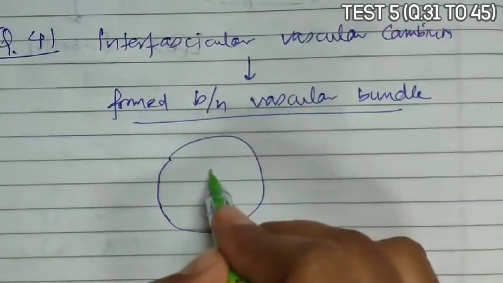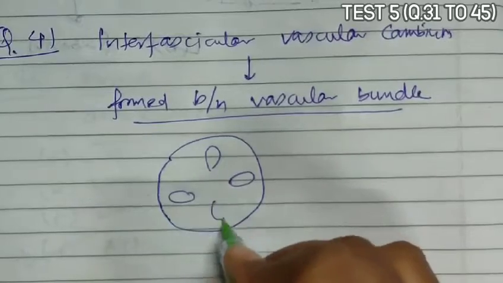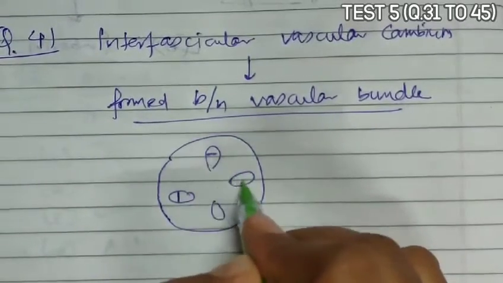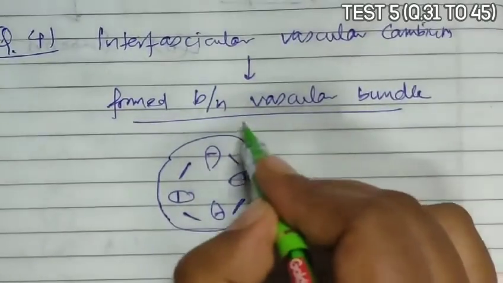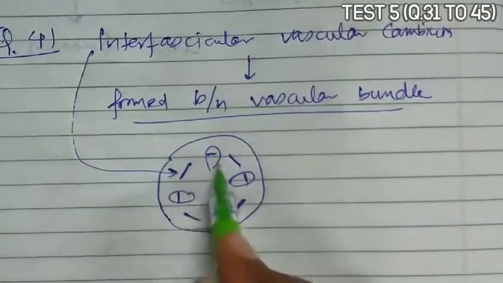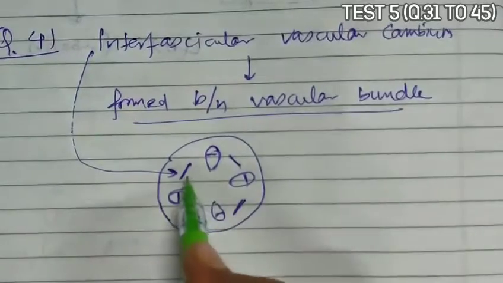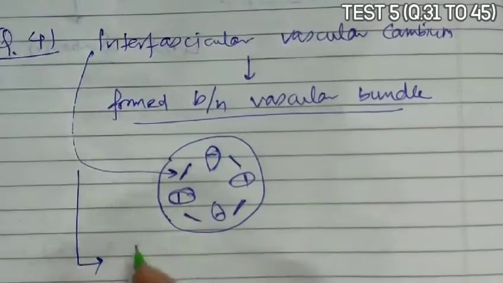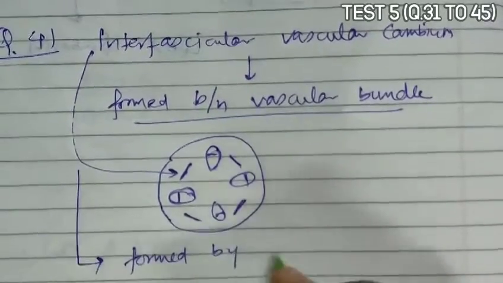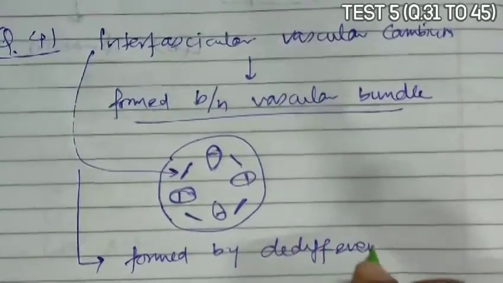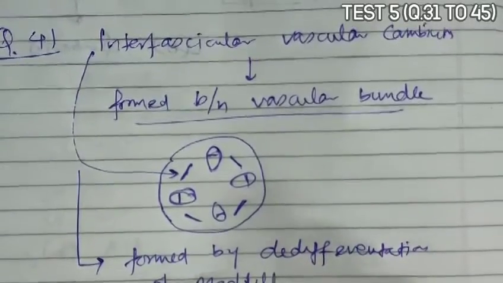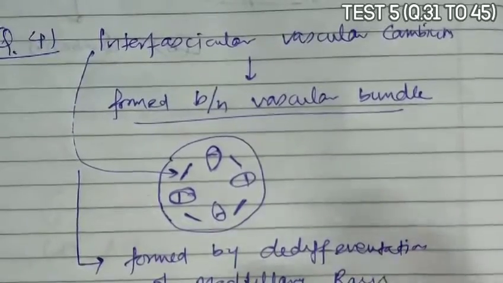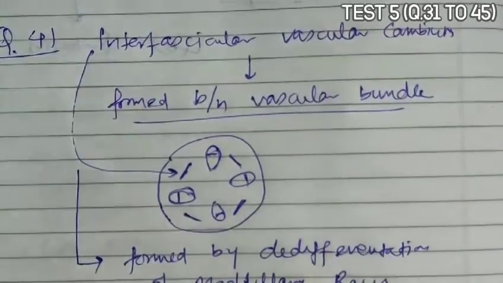If we see, this is a vascular bundle, this is a vascular bundle, this is a vascular bundle, and here cambium is formed. The cambium formed within the bundle is intrafascicular, but the cambium which is formed here is known as interfascicular vascular cambium because it is formed between two vascular bundles. It is formed by de-differentiation of medullary rays. So option D becomes the correct answer.